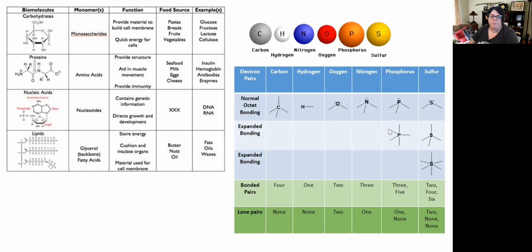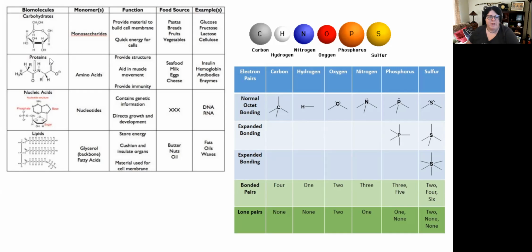There are possibilities for expanded bonding with phosphorus and sulfur. We do see this sometimes with phosphorus in, for example, the phosphate groups in our nucleic acids. If you look over here on the side, these are some chemical structures of some of the molecules that we just mentioned are important for our cells.